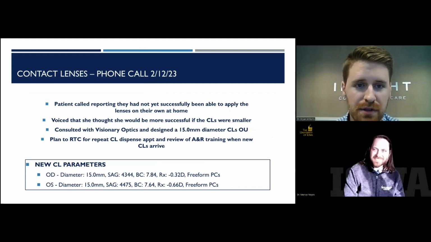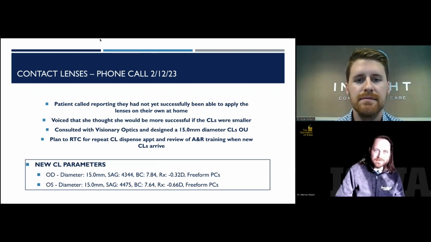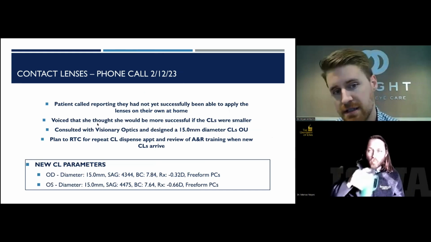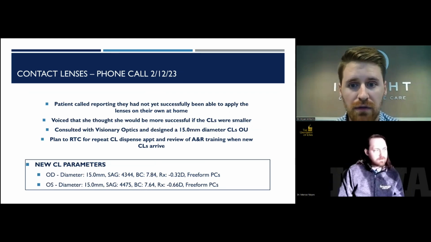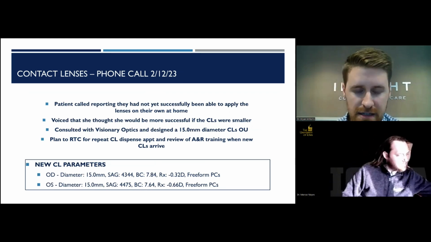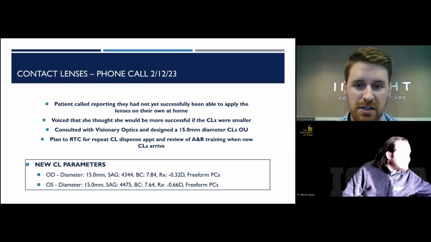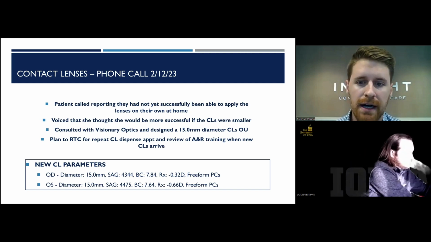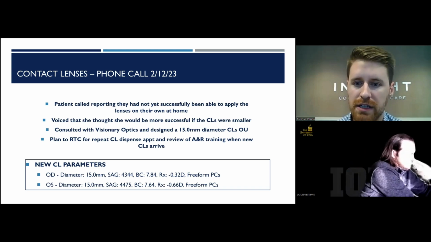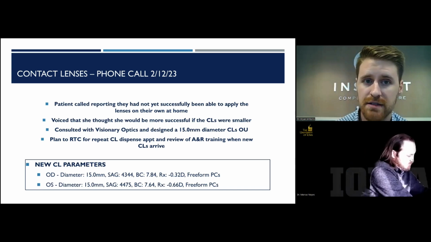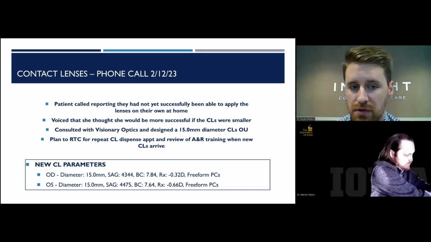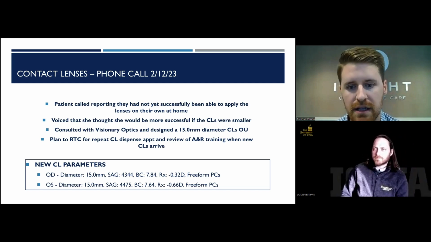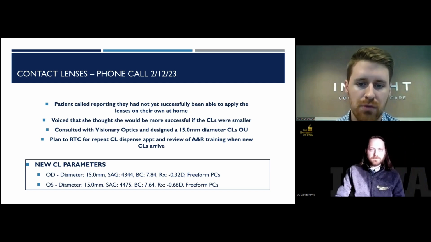Downside of things, here comes a little bit of the complicated side. She called in a few days later saying that she had not yet successfully been able to get the lenses in on her own. She thought she would be a little bit more successful if she went with a smaller contact lens design. So I got back on the phone with Visionary Optics and said, how small do you think we could go with a lens based off the SMAP scan that we took? They thought they could still adequately go down to a 15 millimeter lens and still get enough coverage and still be able to match the contours based off the scan. So that's what we went with. We had her come back in for a new dispense of these lenses, and we also reviewed the application and removal for her as well.